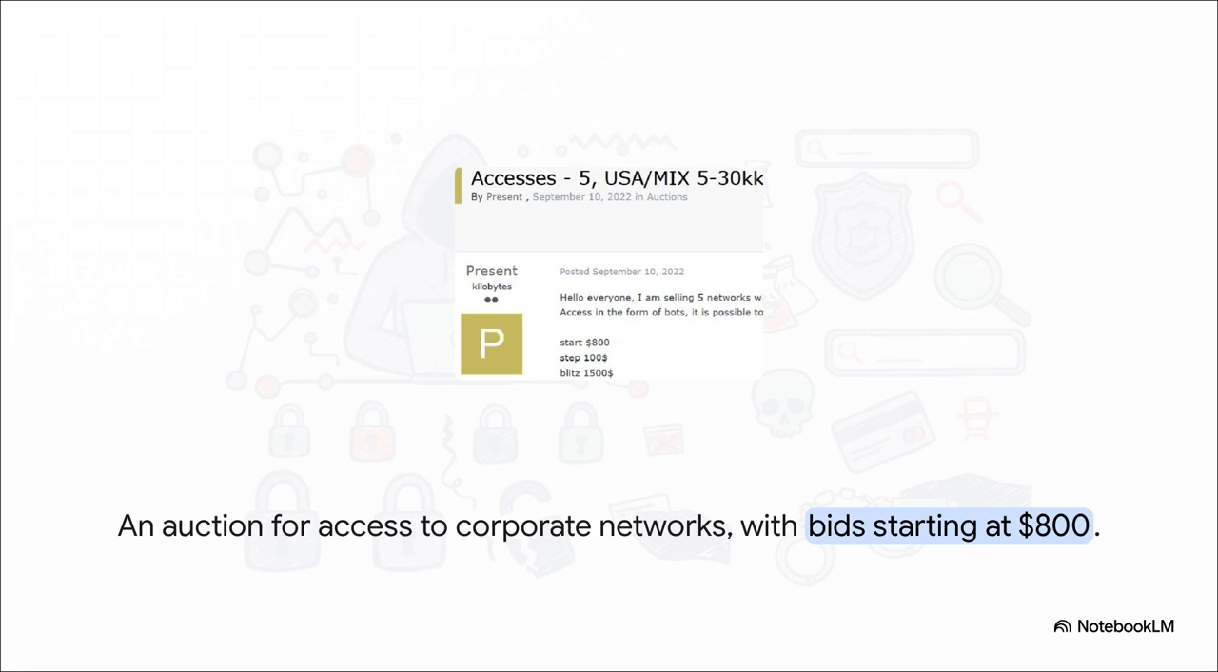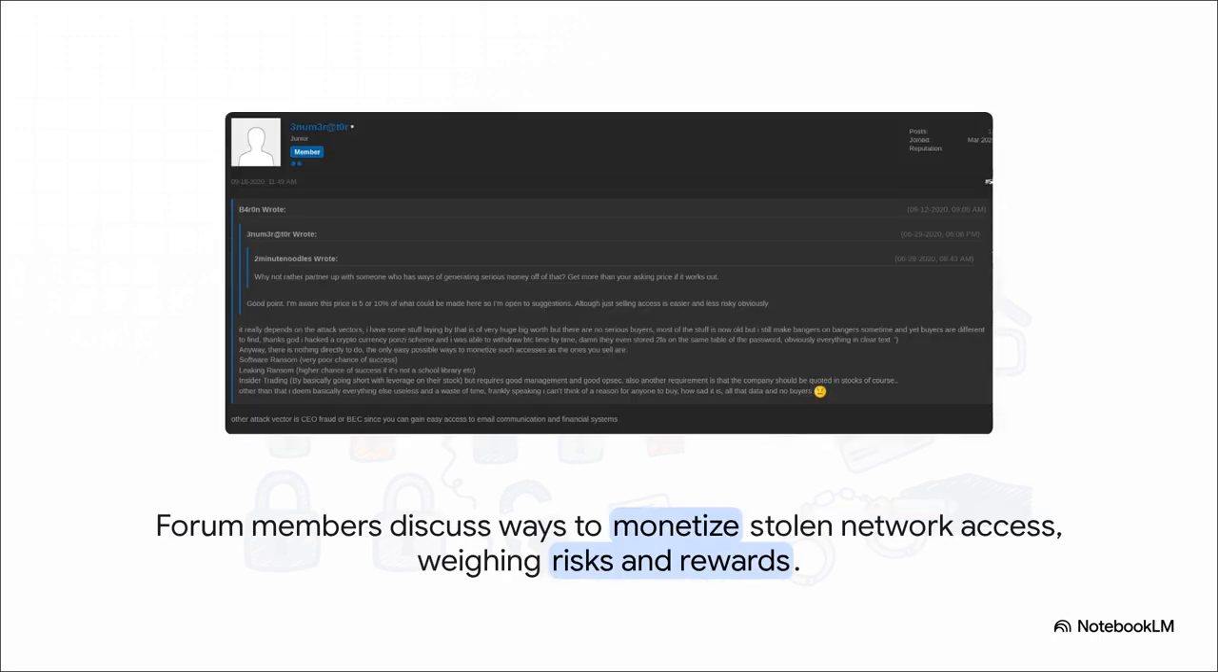What we're looking at here is a post on an underground forum. And what are they selling? Access. Specifically, access to 5 different corporate networks. The starting bid is just $800. This is the world of what they call initial access brokers. Criminals who specialize in breaking into networks and then just selling that access to the highest bidder. This really shows you the whole ecosystem at work.